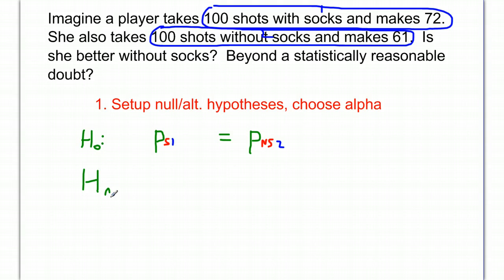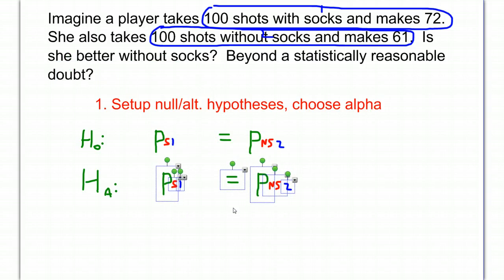Our alternative hypothesis is going to be exactly the same thing that we wrote for our null. So I'm literally just going to copy paste it right now. Except for our symbol between. We want to decide, is it greater than, is it less than, or is it not equal to the other proportion.